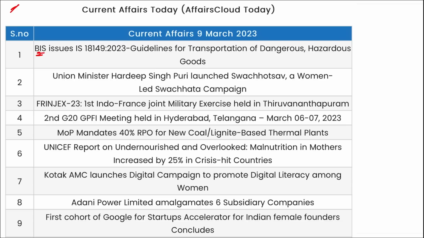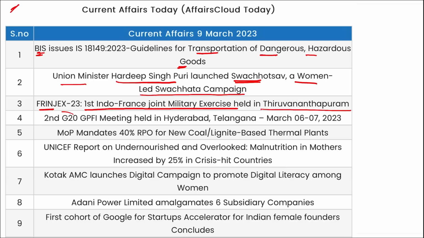BIS has issued new guidelines for transportation of dangerous hazardous goods. Union Minister Hardeep Singh Puri has launched Swachhotsav, a women-led Swachhta campaign. Fringex is the first Indo-France joint military exercise, held in Trivandrum. The second G20 GPFI meeting was held in Hyderabad, Telangana from 6th to 7th of March.